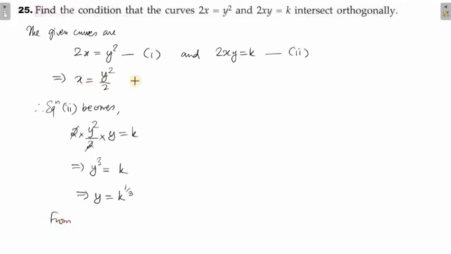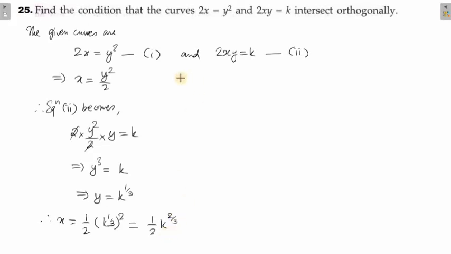So therefore x equals to, now all of you know it is y square by 2, isn't it? But y is, okay, so let me write 1 by 2 first, into y square, but in place of y we have k to the power 1 by 3. So how much is this? This is 1 by 2 k to the power 2 by 3. Okay, so this is the value of x.